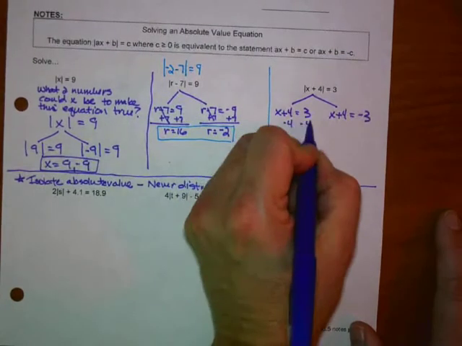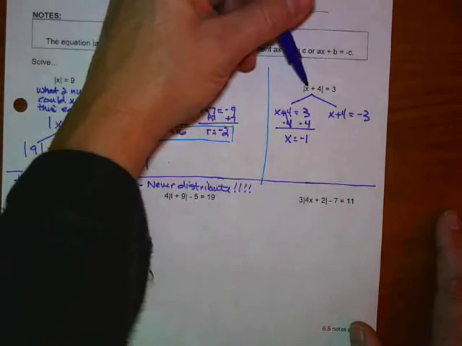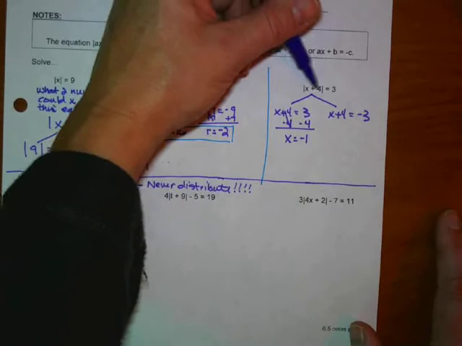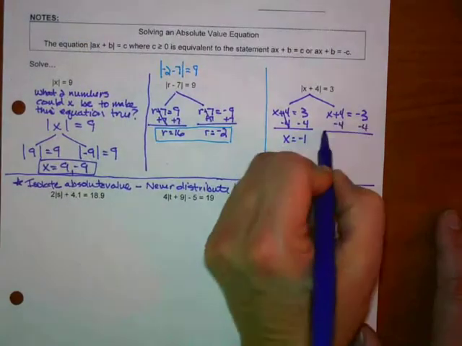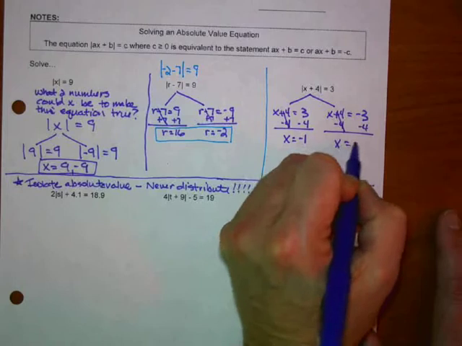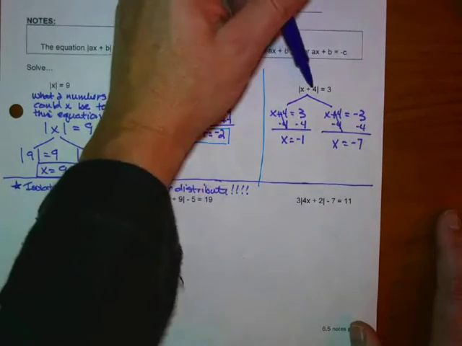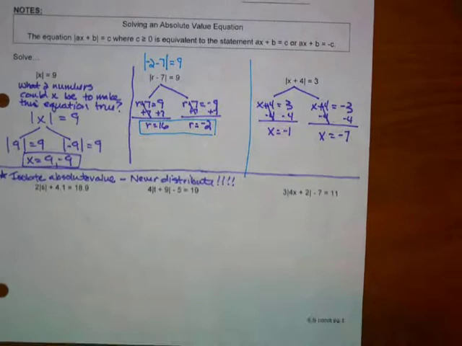Minus 4, minus 4. X could be negative 1. Negative 1 plus 4 is 3, and the absolute value of 3 is 3. Negative 4, negative 4. X equals negative 7. Negative 7 plus 4 is negative 3, and when I take the absolute value of negative 3, it's positive 3. So these are my solutions here.